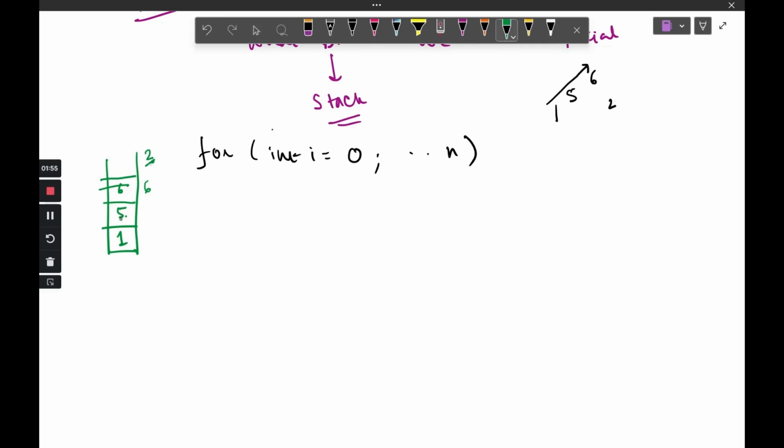Again, is 2 lesser than 5? The top of the stack is 5. Yes, it is. Now, what is the width so far? Width is 2, like we said. So now what is my area coming out to be? 10. So my final max area has now come out to be 10. I'm going to remove 5 again.